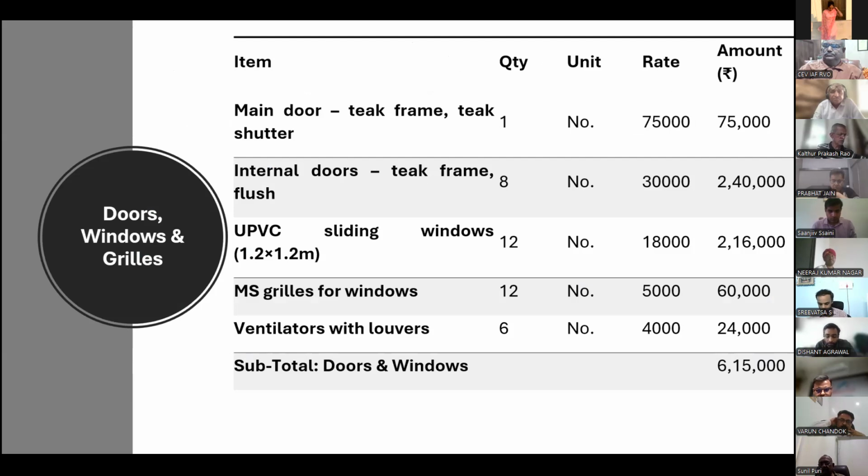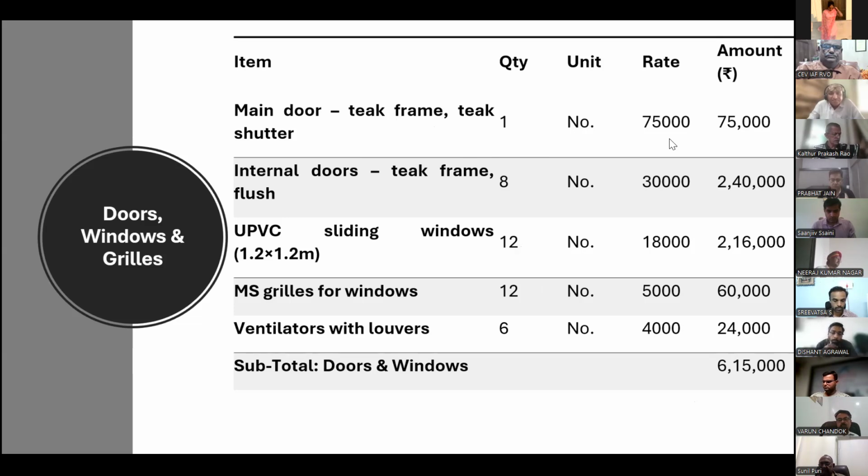For doors, windows, and grills, you may calculate these quantities in cubic feet or cubic meter, depending upon if you are able to tell that. Here I am just taking it in numbers. So it depends upon how you calculate the quantities. Here I am taking it as a number of doors or number of windows. Basically, you can calculate in cubic meter or cubic feet if you know the rates, and if you have drawings available with you, you can do that in those terms also.